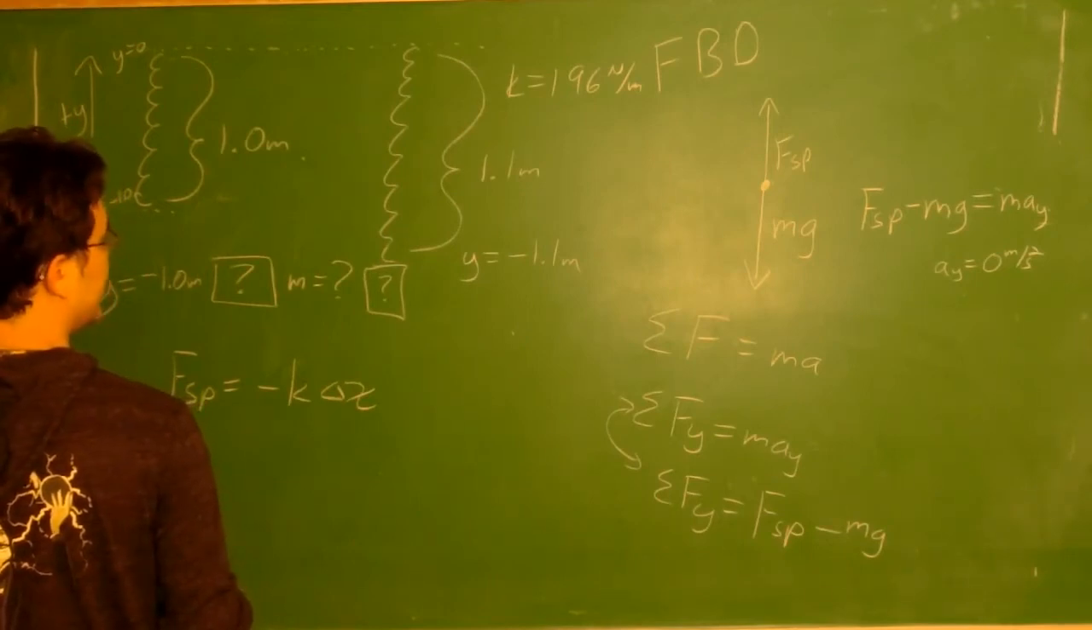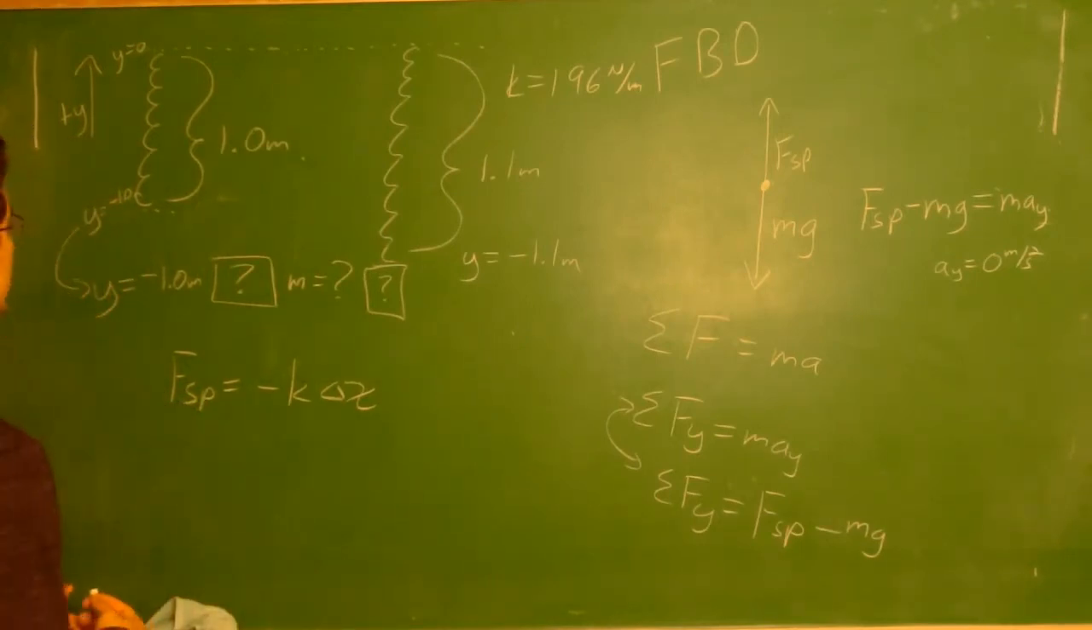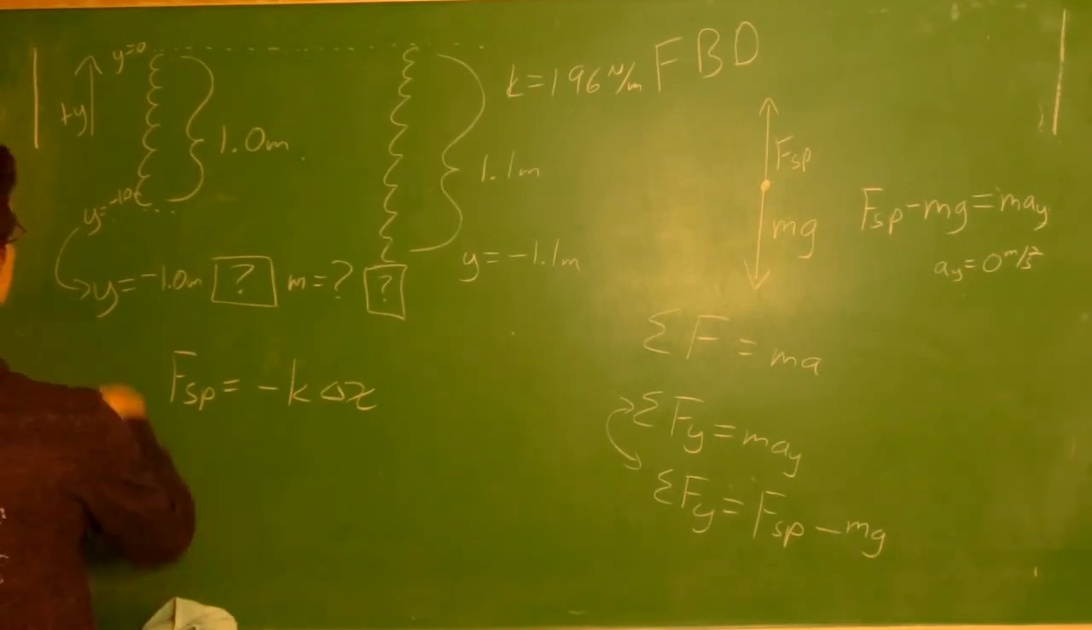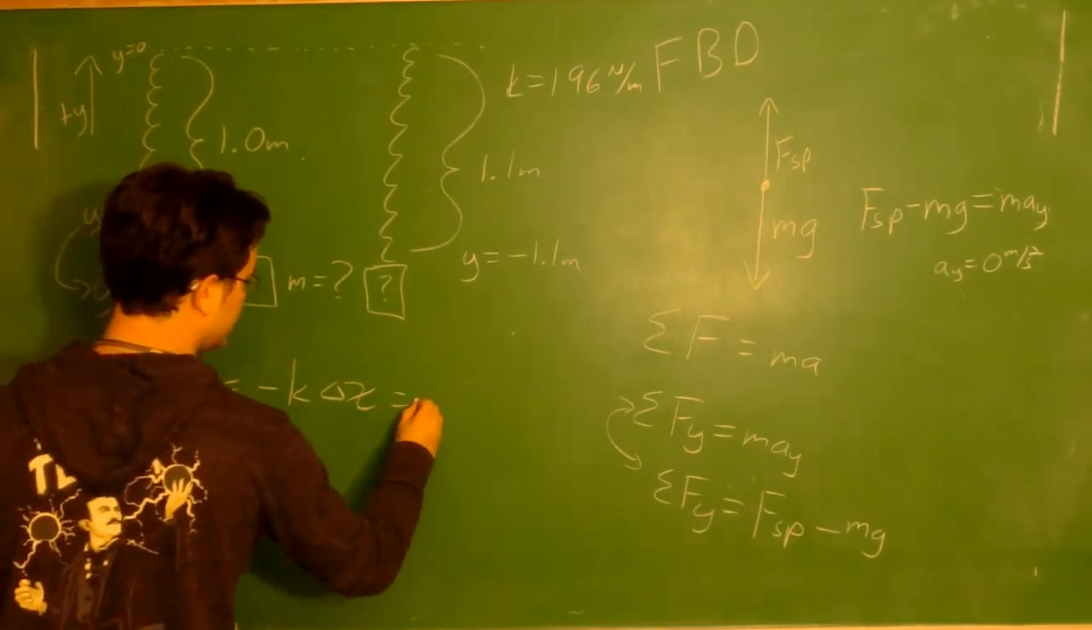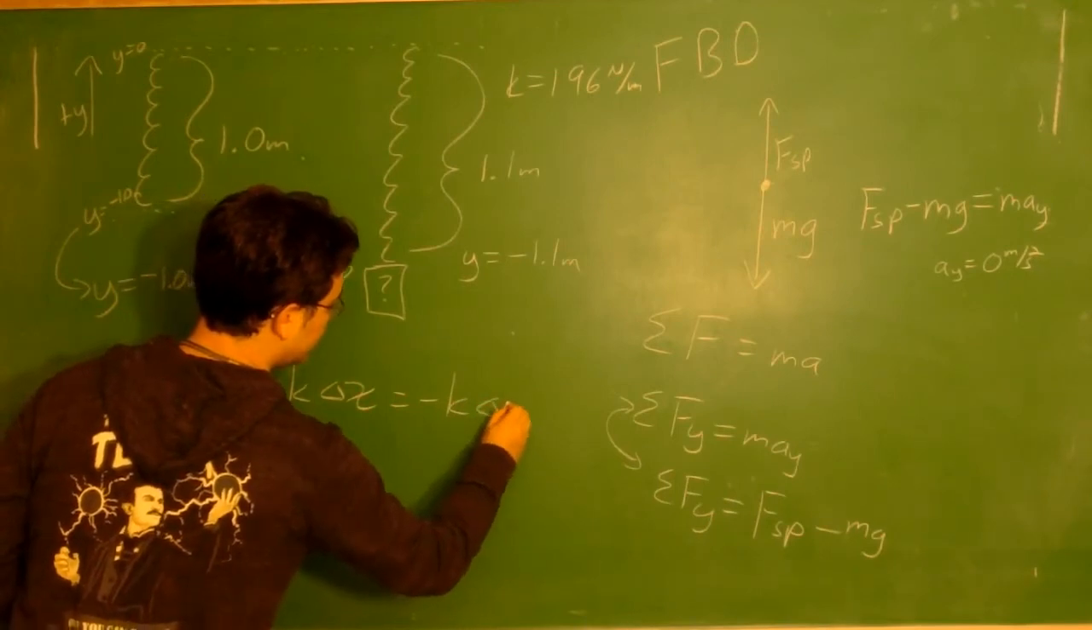What about our delta x? Delta x was a displacement. Okay, well, I started off, in this case I'm dealing with the y, so I'm going to say that this is actually negative k delta y.